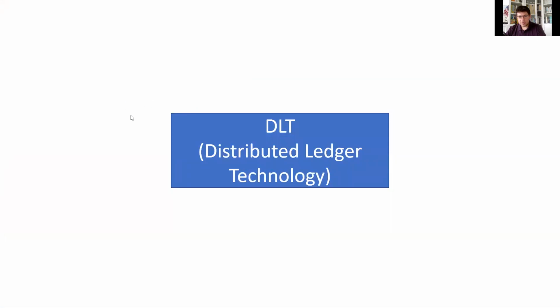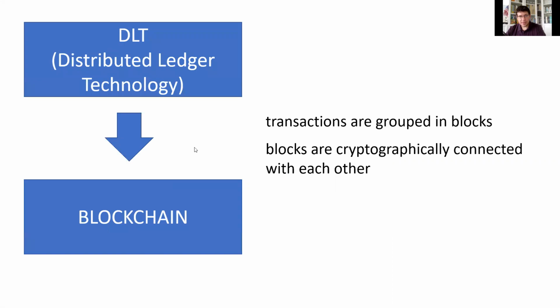There's this terminology called DLT, distributed ledger technologies, and blockchain is part of the DLTs, but not all DLTs are blockchains. So what is the difference? For blockchain, transactions are grouped into blocks, and the blocks are cryptographically connected with each other. So what does this mean? After a certain period of time, after a certain file size, all those transactions are put together into a block, put as a block on the ledger. And this is the difference to the general term DLT.